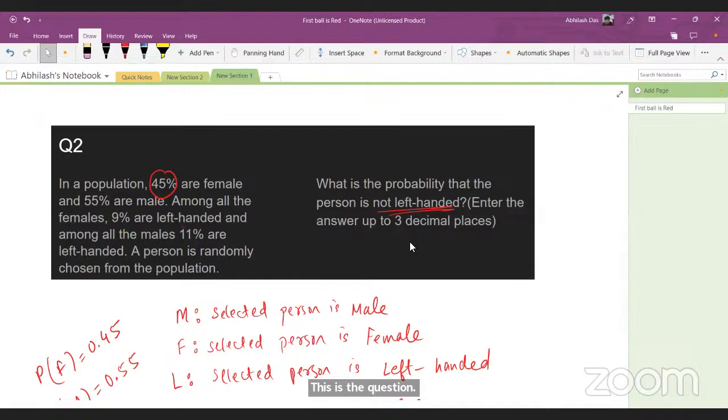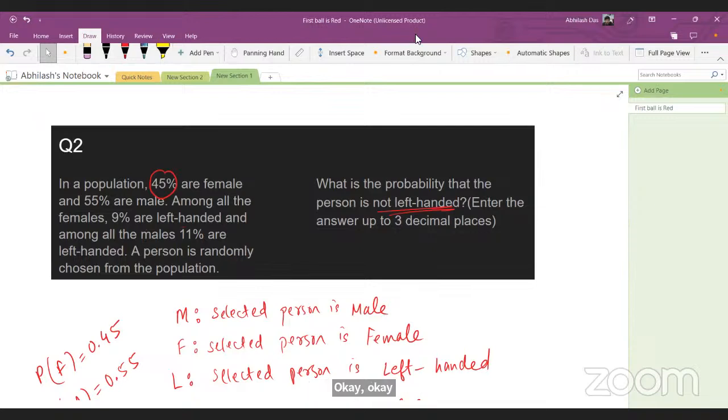This is the question, right? Okay, so should we move ahead? How many of you got this correct? Yes, sir. Got correct. Okay.